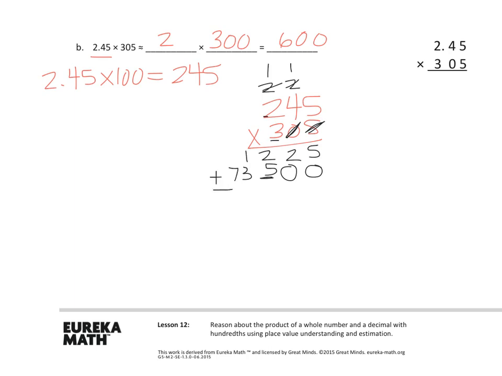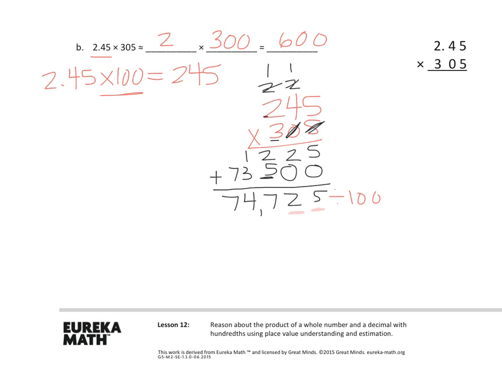So let's go ahead and add those up. We got 5, 2, 7, 4, 7. So technically this is 74,725, which is way too big compared to our estimation of 600. So what do we have to do? We have to then go ahead and divide by 100 since we multiplied the 2 and 45 hundredths by 100. We're going to do the opposite. And hopefully you know that the place value where the 5 is, that's the hundredths, and the place value where the 2 is, the tenths.